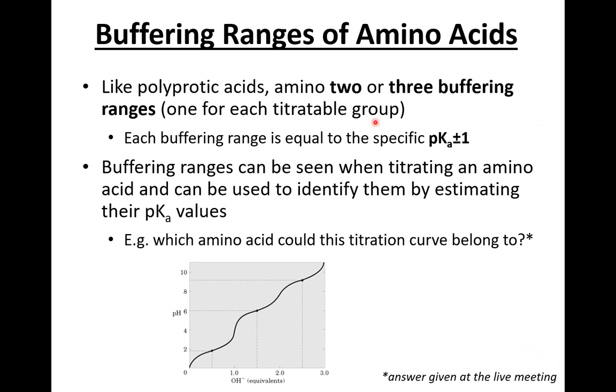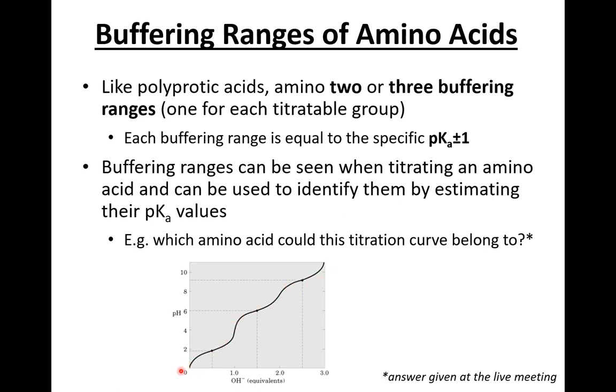Now, because of the existence of two or three pKa's, amino acids act exactly like polyprotic acids, and therefore would have a number of buffering ranges corresponding to the number of pKa's that they have. So if they have only two pKa's, one for the alpha carboxy group and one for the alpha amino group, they will show two buffering ranges. If they have an additional R group which can be ionized, they would have a third buffering range. And you can see that when you are titrating them.